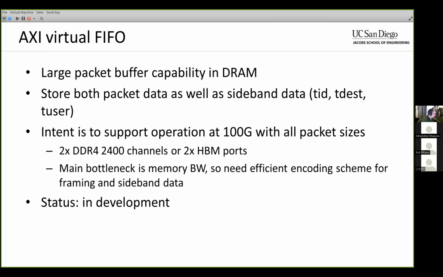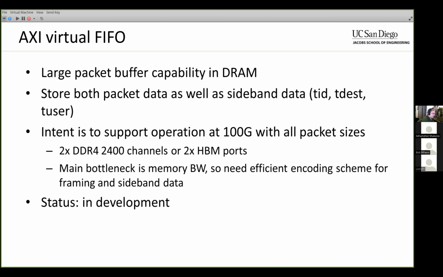So 60 bytes all the way up through jumbo frames basically, and every size in between. This includes corner cases like 65 bytes, which are a little more difficult to handle on the AXI stream interface. That's the idea.